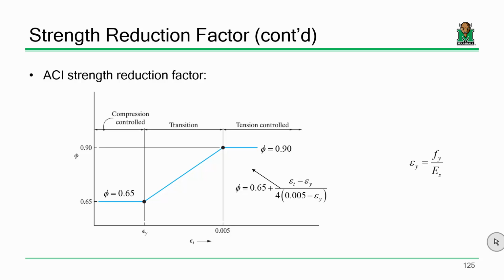If you have a member that's predominantly undergoing compression, when it goes, it's going to go quick. So its phi value is pretty low, 0.65. If you have a member that's primarily controlled by the behavior of the steel and tension, then we've got gradual levels of failure, and we can up that phi value to 0.9. Anything in between, it's a linear trend based off of the strain that you're actually getting in the steel and the strain at yield. And how do you calculate the strain at yield? Right there. Everybody good?